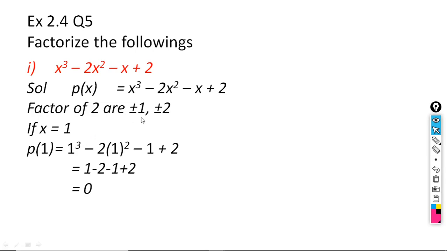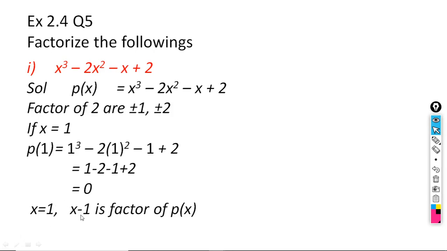In any case, if by substituting 1 you do not get 0, then you will substitute minus 1. If you do not get 0 with minus 1, you will substitute 2 and minus 2 respectively. Definitely in one of the cases, you will get 0. So in the first step, you have to find the zero, and you observe here x equals to 1 gives us the zero.